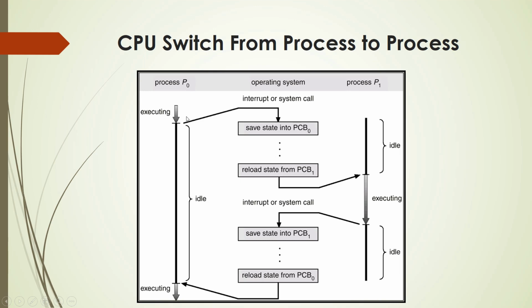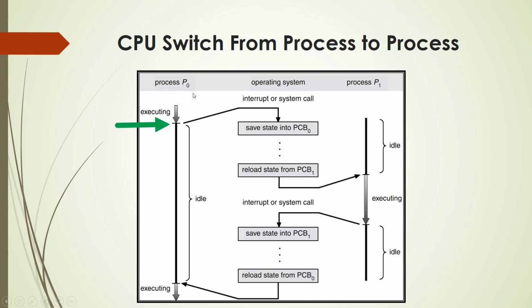Initially, if you see, the process P0 is in execution. This particular part is showing P0 is in execution. Now at this particular point shown by this green arrow, there is an interrupt from the operating system. So when there is an interrupt, the process P0 will be halted.